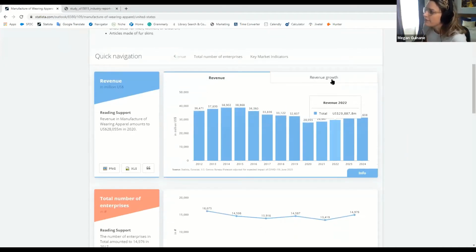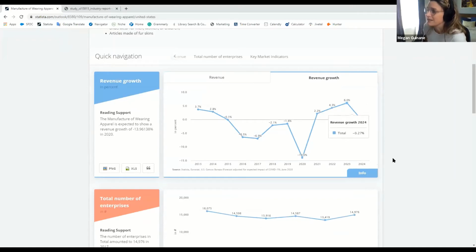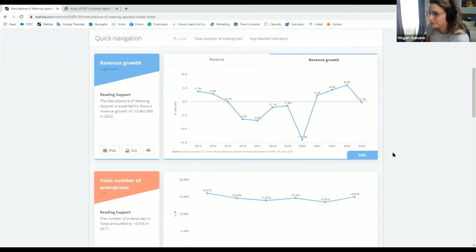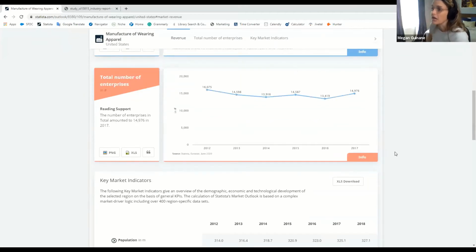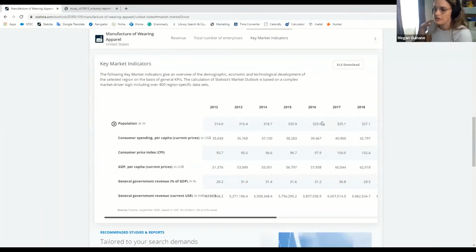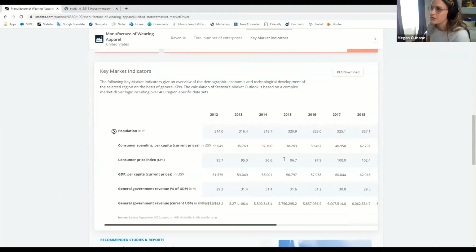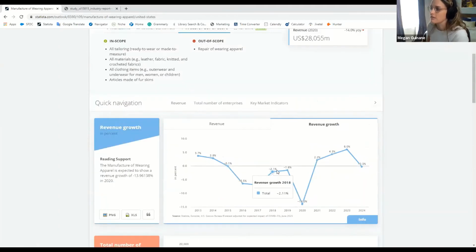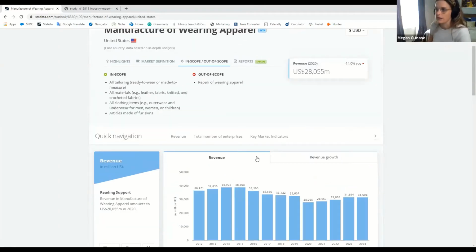So here is the revenue and how it's expected to grow over time or not grow. Total number of enterprises. So who are you going up against? How many people? And then just some of those other key market indicators. So this just helps visualize what's going on in this particular industry.